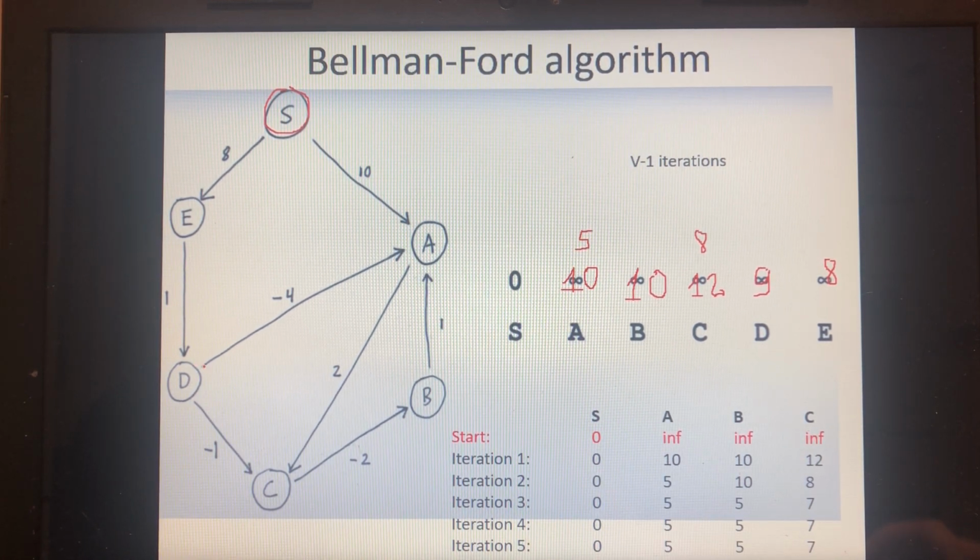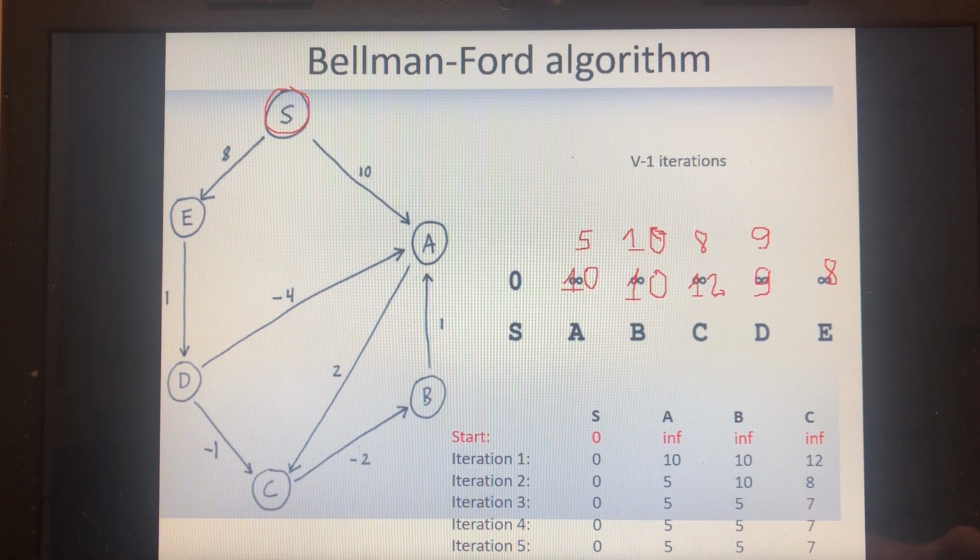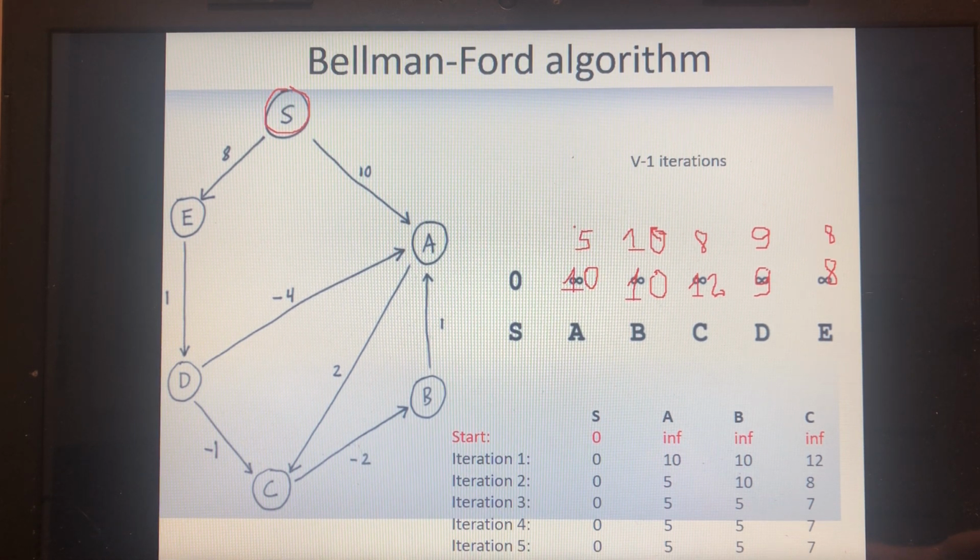From E we can go to D by 1 and it's the same line. So I will write here the same values. So we completed iteration number 2. Sorry, my pointer does not work well, so it's 10, 8, this is 9, and this is 8. So this is iteration number 2 and this is 0.